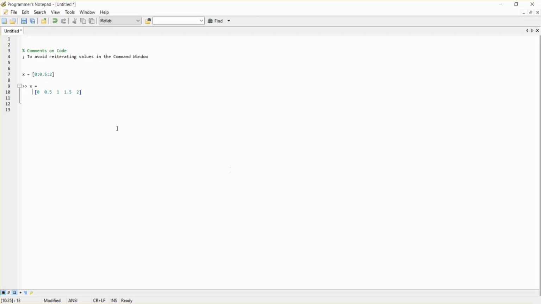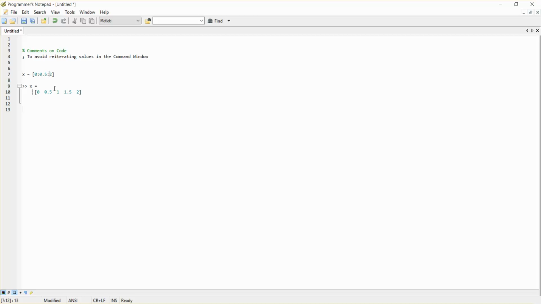What these numbers represent: this first number is the starting point of the matrix, so your first number in the matrix is 0. This last number is the final number in the matrix. So initial and final. And the number in the middle, in between the two colons, is the step size you want to take to get from 0, the initial value, to 2, the ending value. If you enter this into MATLAB, you will get 0, 0.5, 1, 1.5, and 2. That's pretty much what that does.